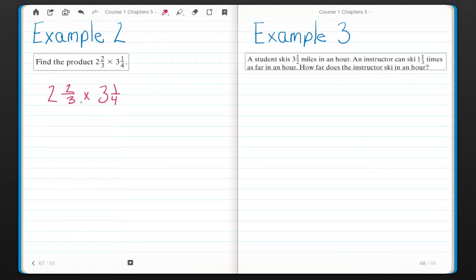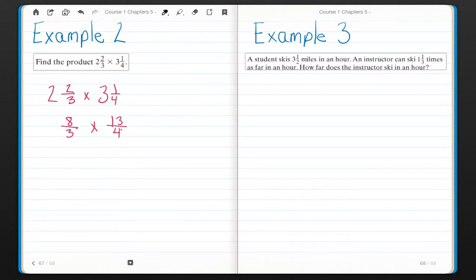So 2 times 3 is 6, plus 2 is 8. My denominator remains the same. So 2 2/3 is the same as 8/3. Times 3 times 4 is 12, plus 1 is 13. Again, my denominator stays the same and is a 4.